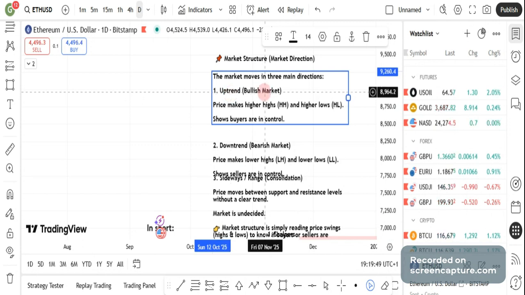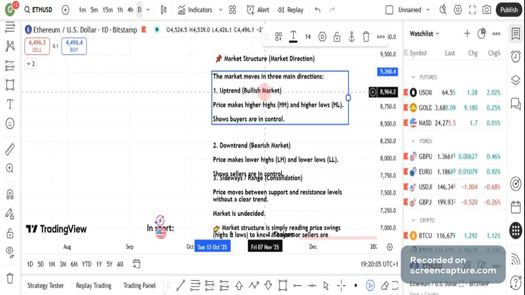Now when something is bullish, it means that thing is buying. When I say GBP USD is in an uptrend, it means that GBP USD is buying. Or when I say GBP USD is in a bullish trend, or on a bullish market, it means that GBP USD is buying.